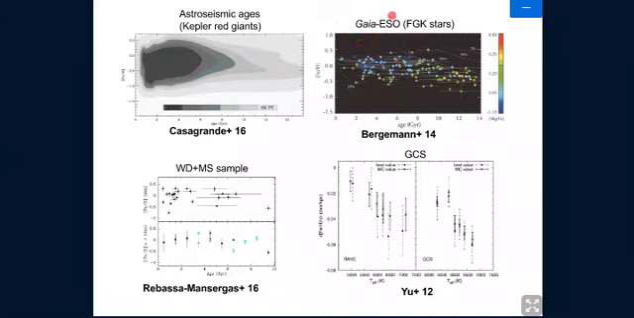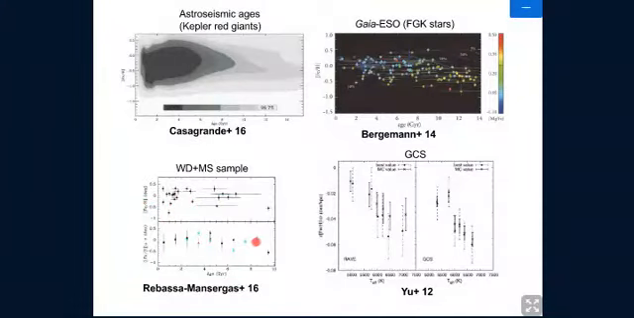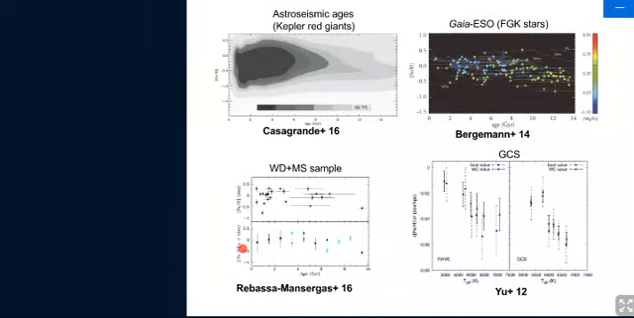Gaia-ESO, from spectroscopic data, has measured ages of F, G, and K stars. Again, the relationship is quite flat. And this is an interesting study. This is a small sample, but it's white dwarf plus main sequence stars, which can be studied quite accurately. And again, you find a fairly flat relation. If you bin that data set, it looks like this. The relationship is quite flat. So the age-metallicity relation seems to have been affected by migration quite substantially.